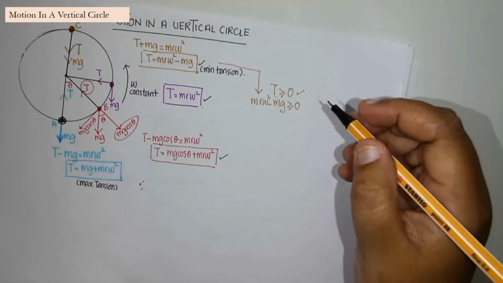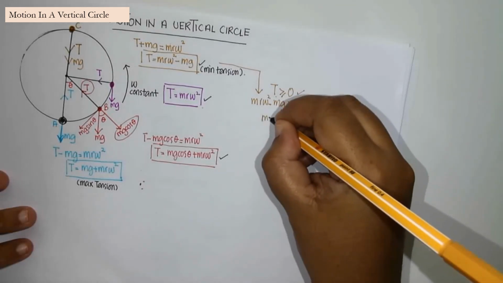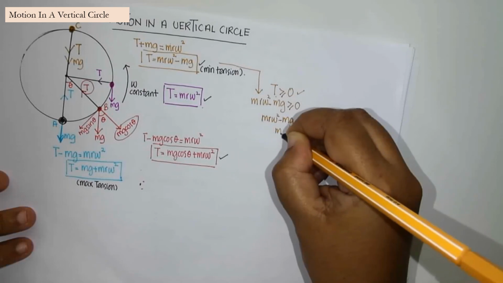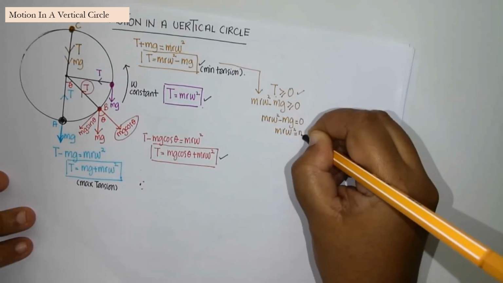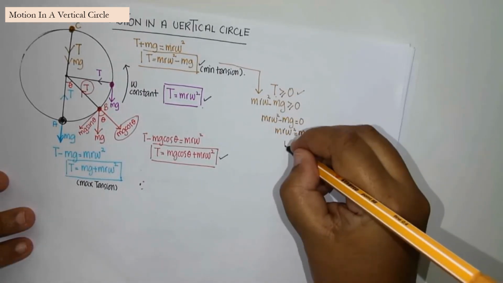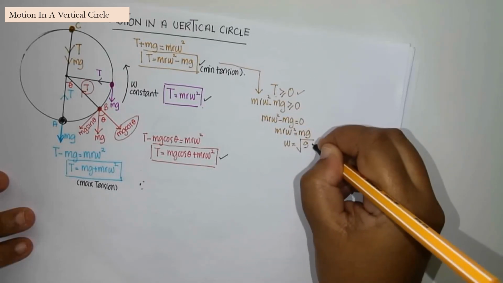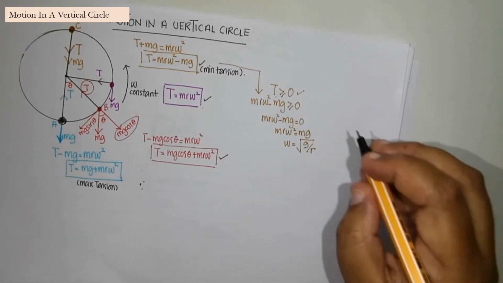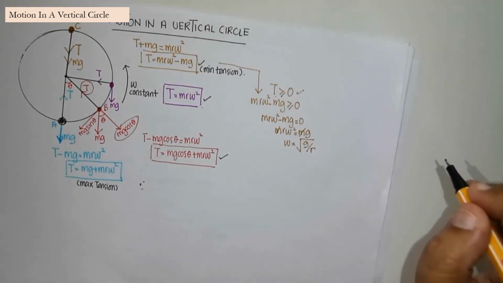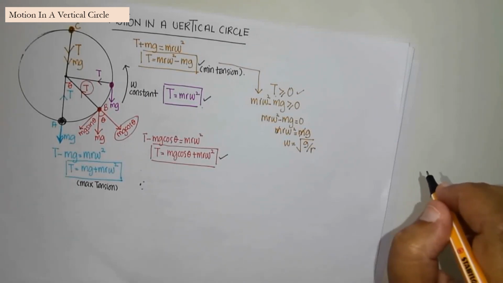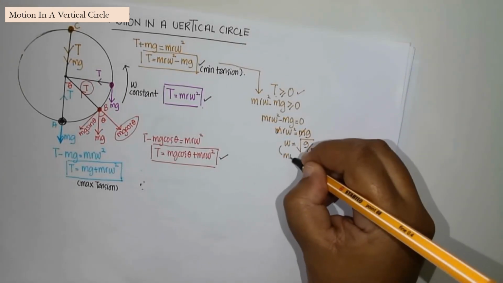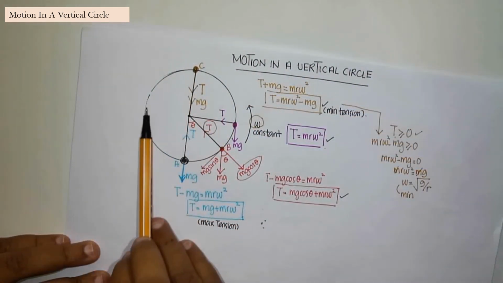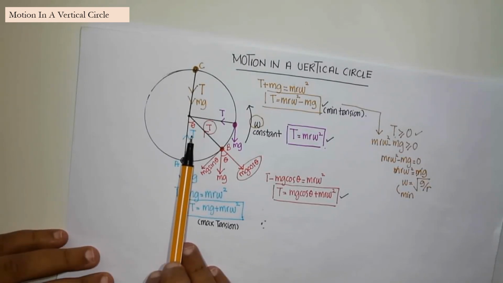Okay, so let's take the minimum value, which is mr omega square minus mg equals 0. So mr omega square equals mg. Therefore, we get omega is equal to square root of g over r. Okay, m cancels, so omega is equal to square root of g over r. So this is the minimum omega that this thing has to have in order for the stone to make a complete circle.